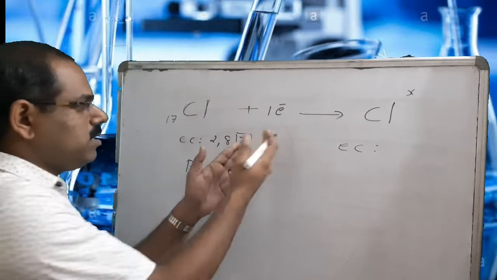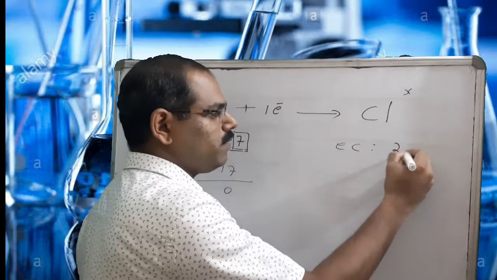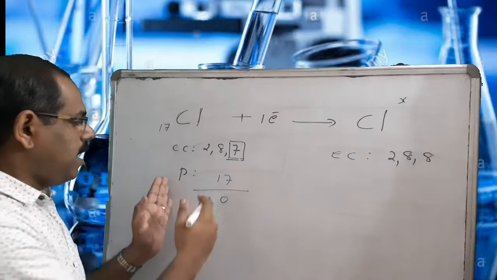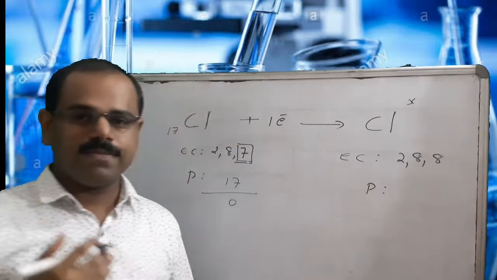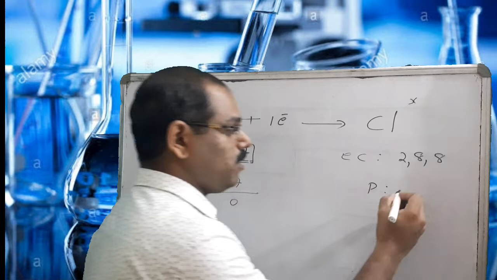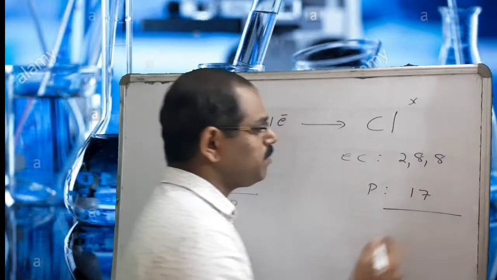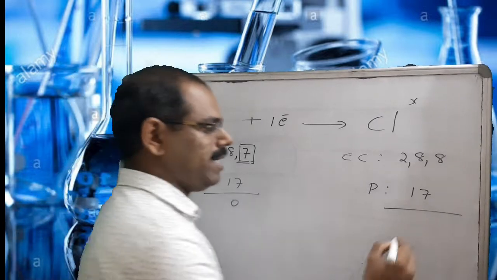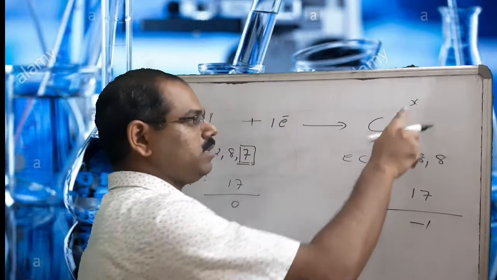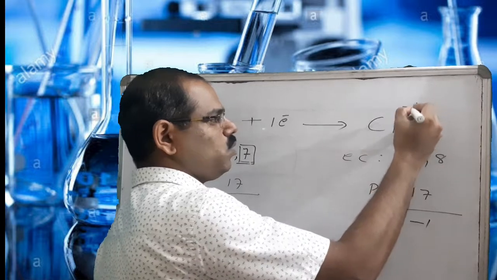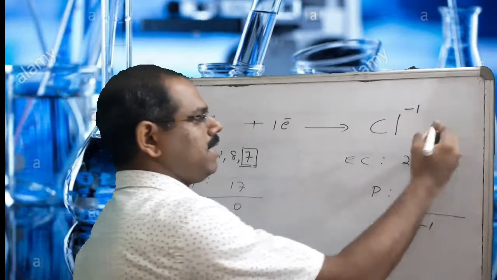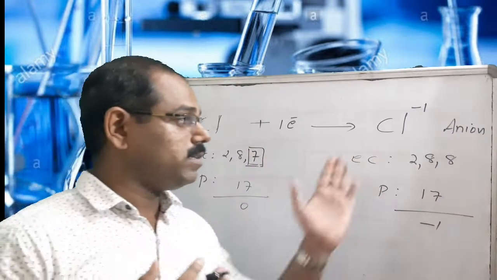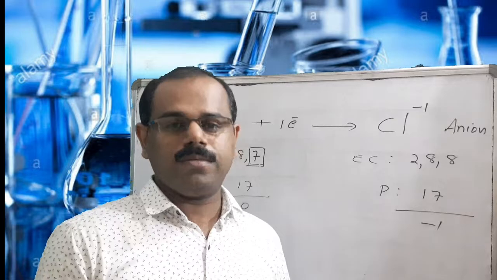Since 1 electron is added to the outer shell, the electronic configuration becomes 2, 8, 8. And there is the same number of protons. There is no change in the number of protons. Still it is 17. You see 18 electrons while there are 17 protons. That means 1 electron extra. That means 1 negative charge, that is to be given here, minus 1. Okay. So we call it an anion. Or we can call it a chloride ion.